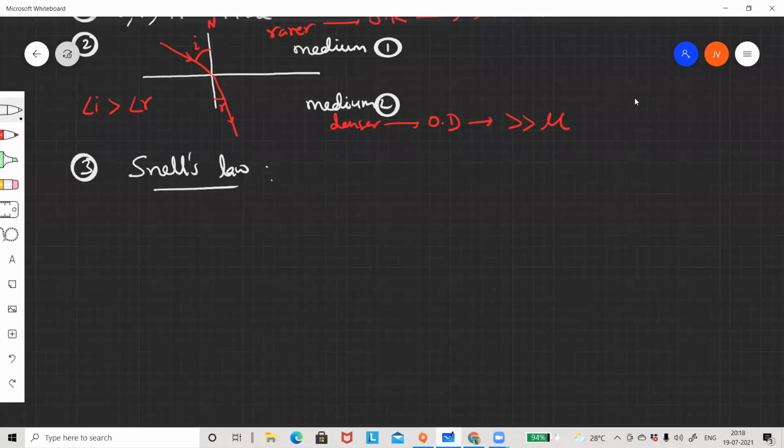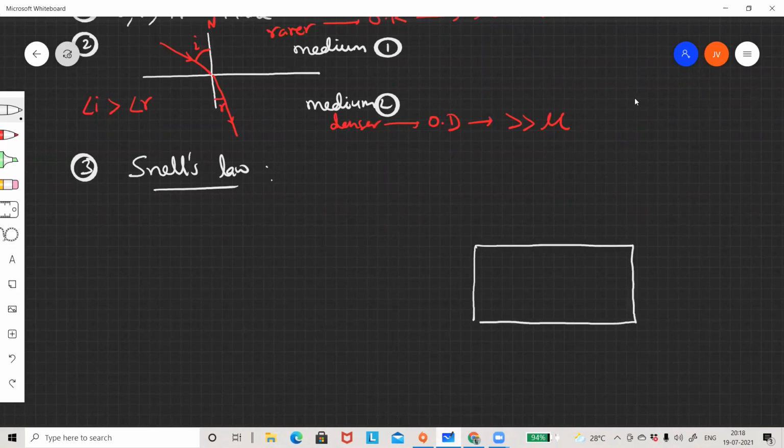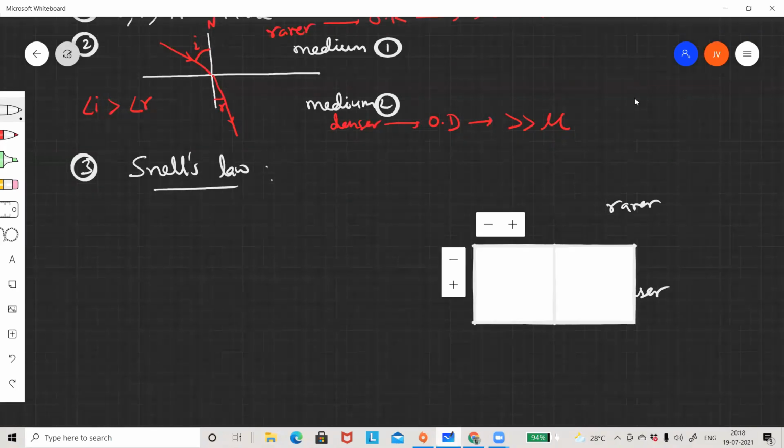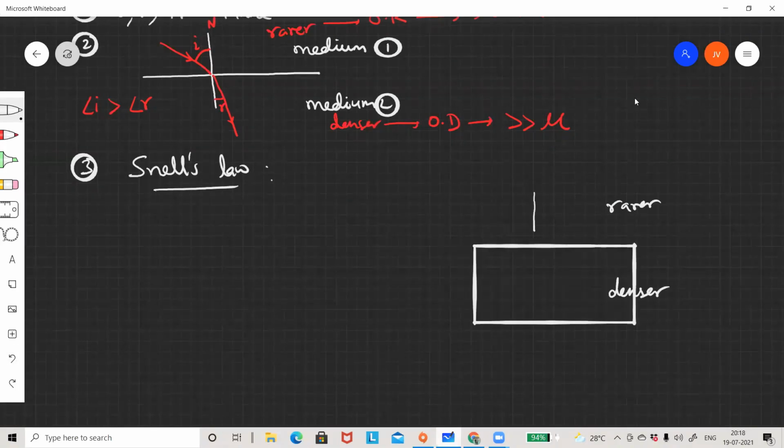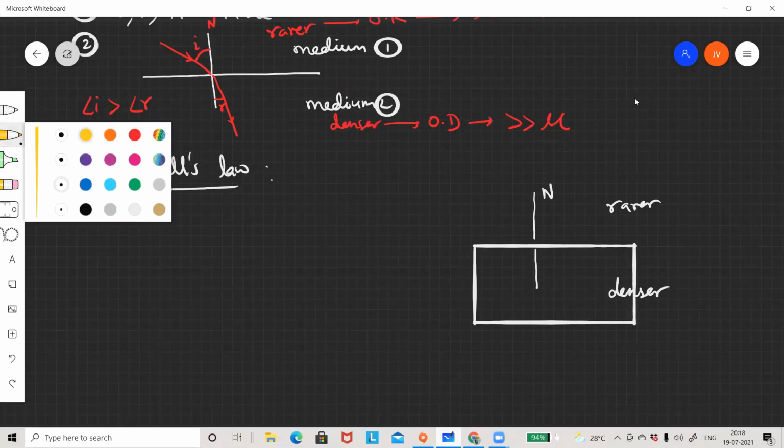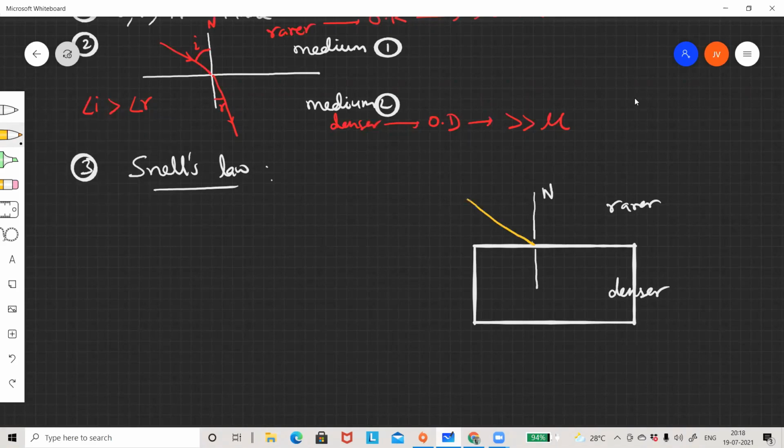So what is Snell's law? Snell's law states that for a color of light, when a ray of light travels from one medium to the other, say we have a rarer medium and a denser medium, and this is the normal, and the ray of light travels from rarer medium to denser medium, it bends. Not necessarily, though: Snell's law is not related to which medium to which medium. So this is the angle of incidence, this is the angle of refraction.